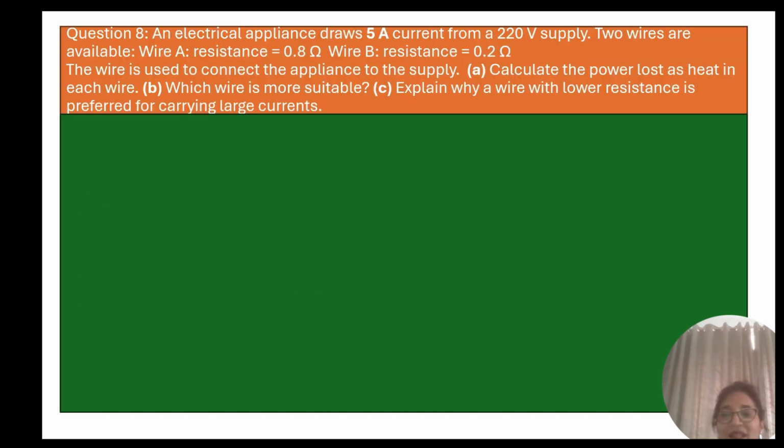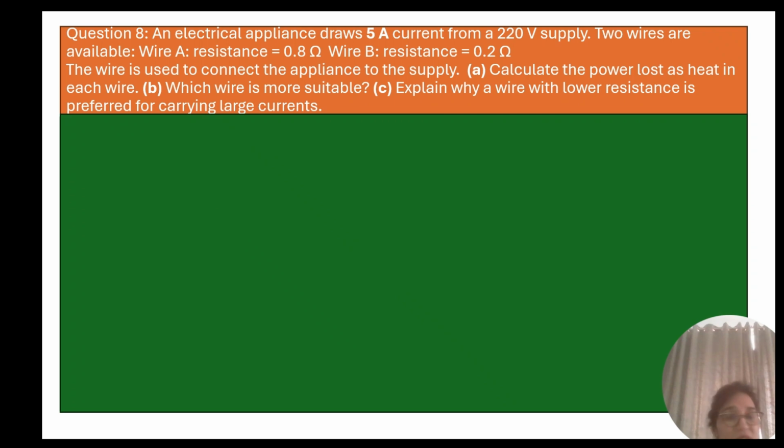Students, let's understand question number 8 here. An electrical appliance draws 5 ampere current from a 220 volt supply. Two wires are available here. We have wire A and we have wire B. Now the wire is used to connect the appliance to the supply. For part A of the question, calculate the power lost.